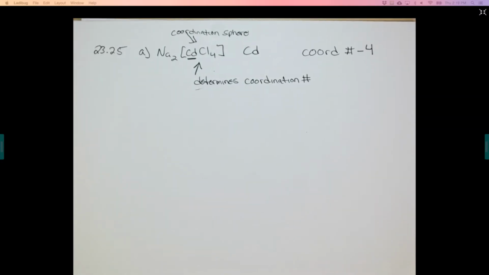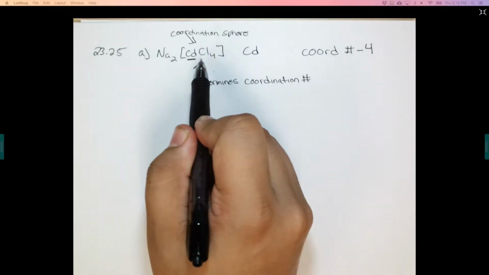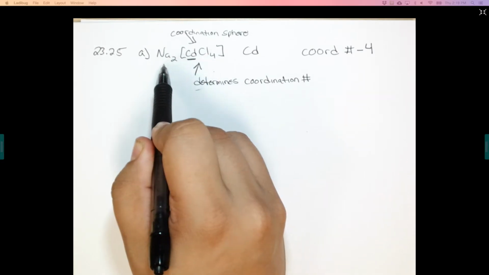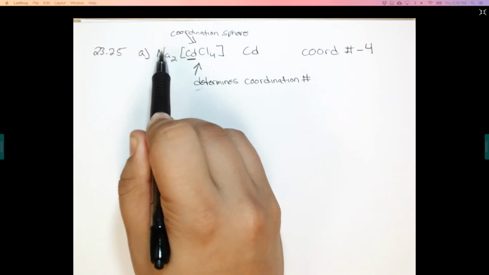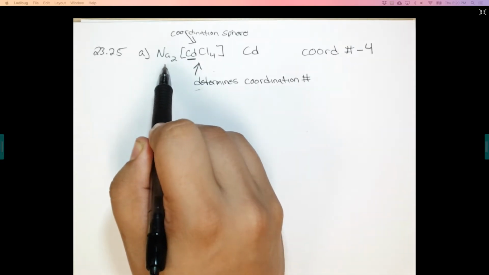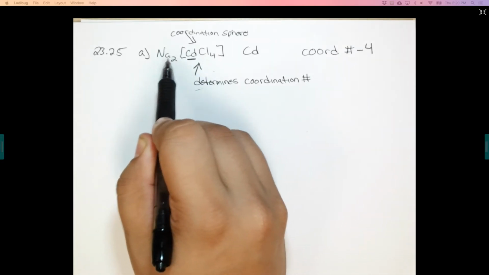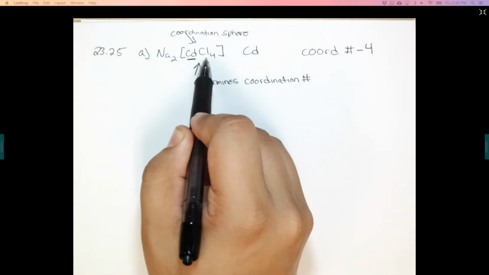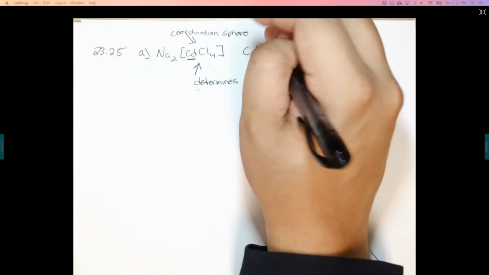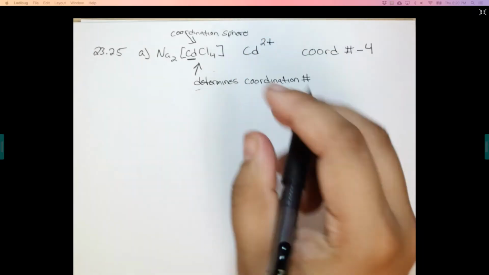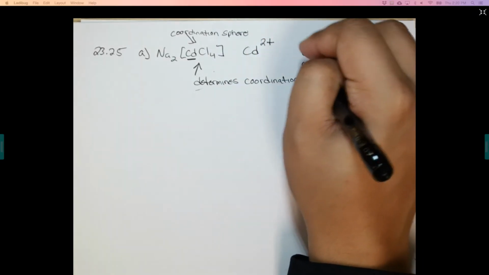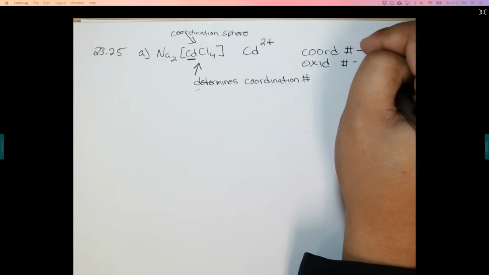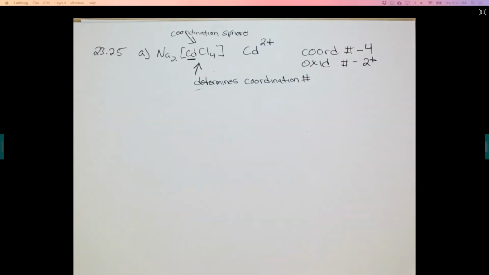Okay. If the coordination sphere has to have a net charge of 2-, how do we know that? Because sodium brings a 2+ charge as the cation here. Then the cadmium, if all of the chlorides are -1, the cadmium must be 2+, right? So the coordination number is 4, and the oxidation number is 2+.